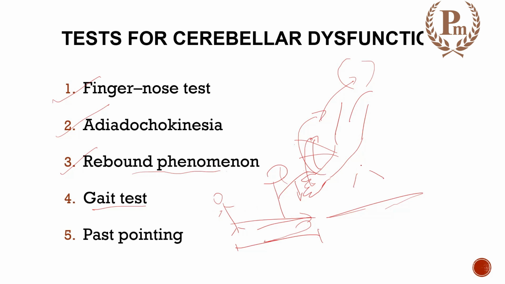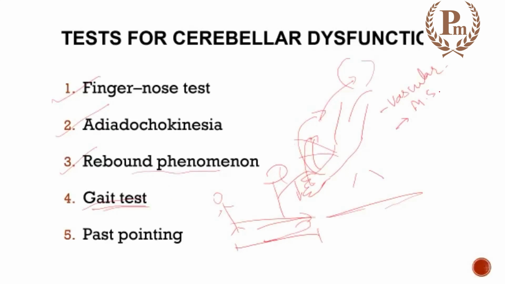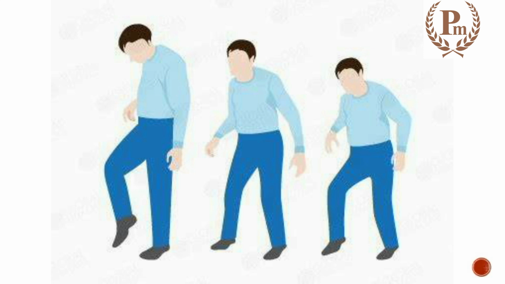If you remember, the vermis was the one connected with the spinocerebellar pathway, so it is the one involved. If I have damage at the vermal or paravermal area, usually the lesion could be vascular, or it could be multiple sclerosis, an autoimmune disorder where there is demyelination of the fibers. We find a broad-based ataxic gait. The person walks with both of his limbs apart.